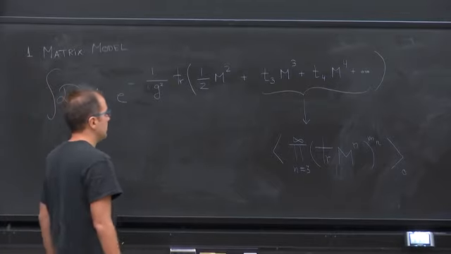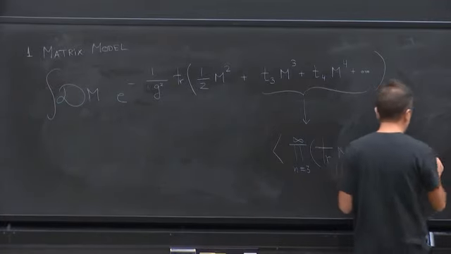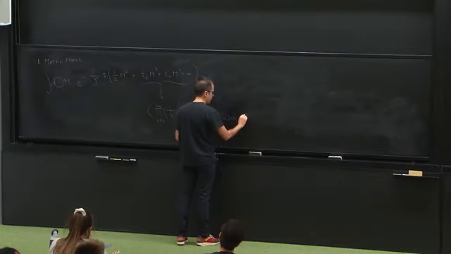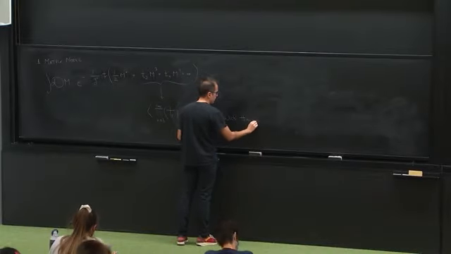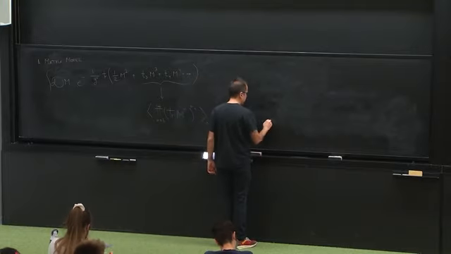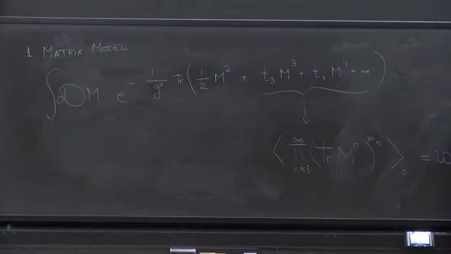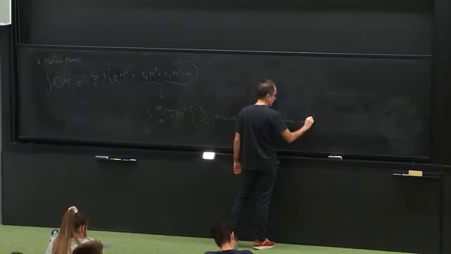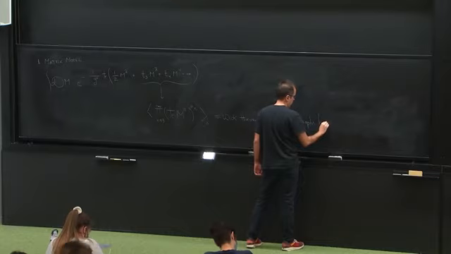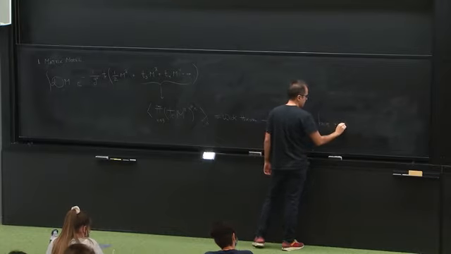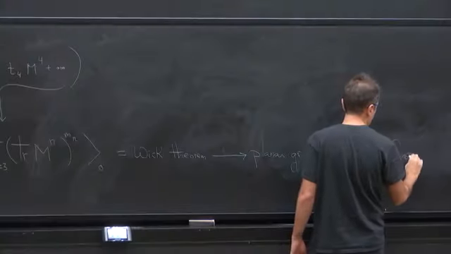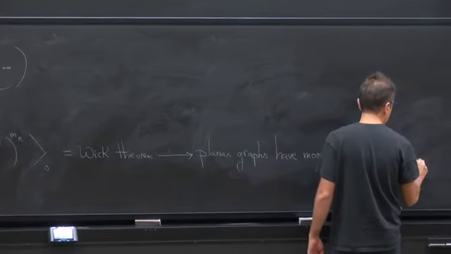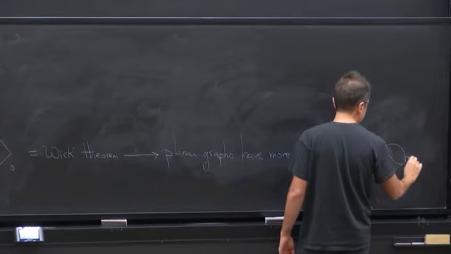But then these guys, we would compute by just doing some Wick theorem. And when we did it, we saw that planar graphs have more faces, also called loops, and therefore they dominate.